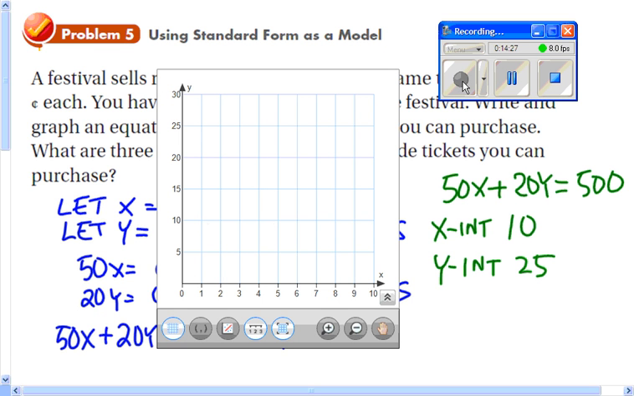All right, so here's my graph. My x-intercept is 10, my y-intercept is 25. And if I draw a line there, any place where that line crosses a value on the y-axis is a possible number of tickets that I could use at the festival. So look for places where they cross. Any place on that line.